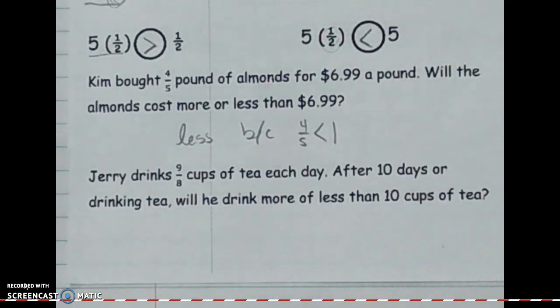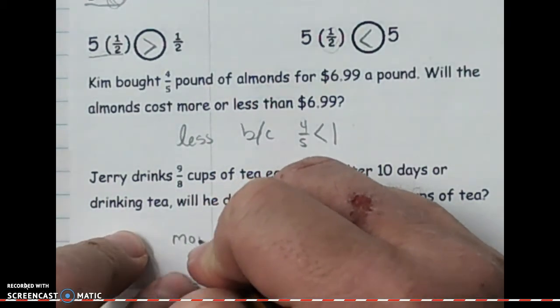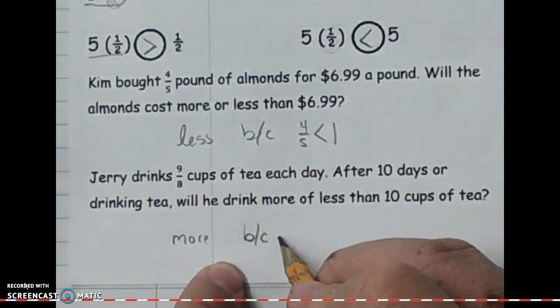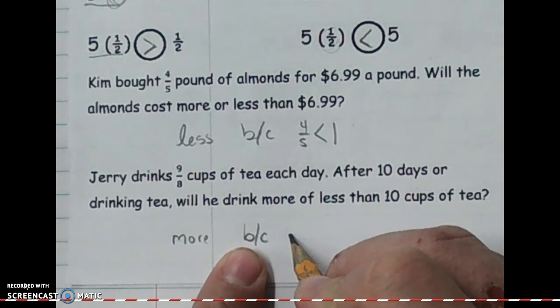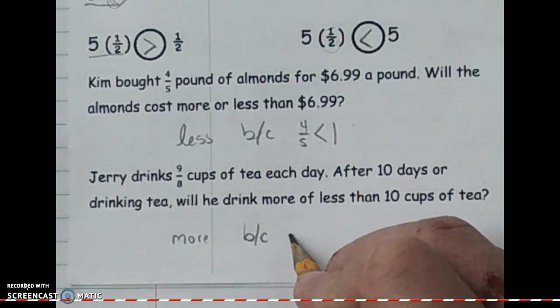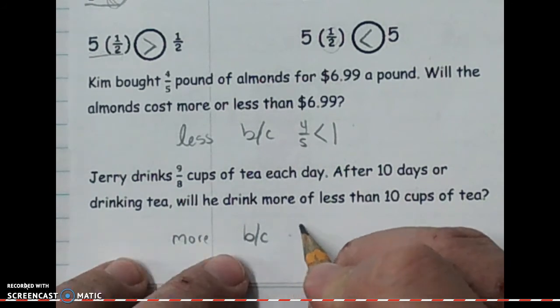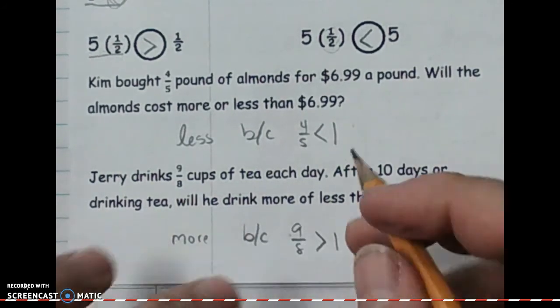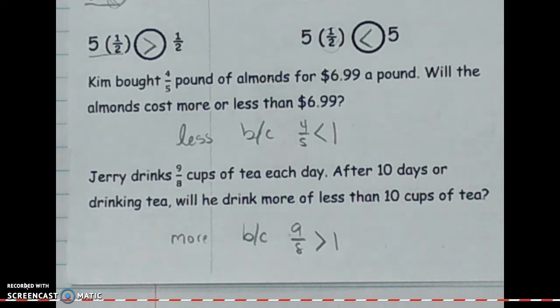The last word problem is a little silly, I think, but we're going to look at it for the numbers. Jerry drinks 9/8 cups of tea each day. I know, it's weird. After 10 days, he will drink more or less than 10 cups of tea. More. Why? Because 9 times 10 is 90, and 8 times 10 is 80. There's a much simpler solution than that: 9/8 is greater than 1. That's the simplest reason. It's going to be more because 9/8 is greater than 1.